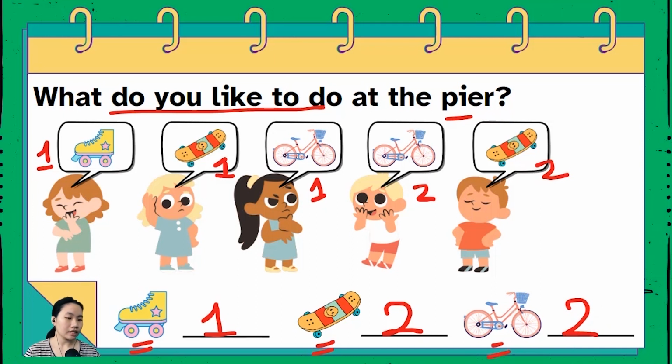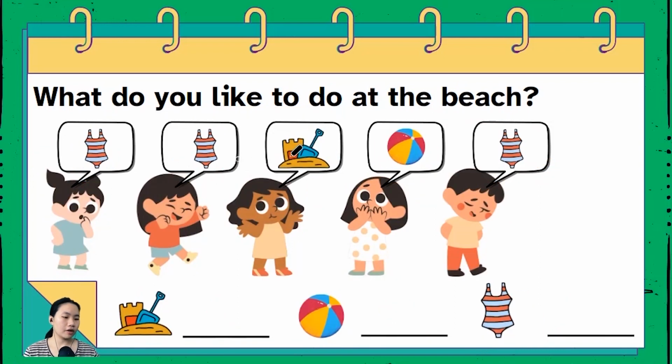2. And that is our number. 1 person likes to do the roller skate, 2 persons like to do the skateboard, and another 2 would like to ride a bicycle. Let's move on to the next part.